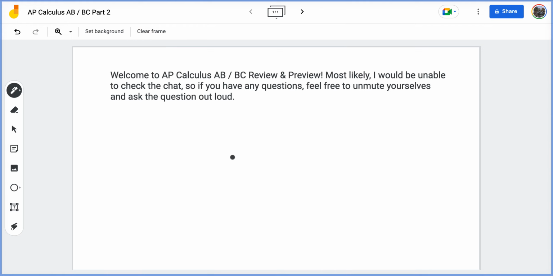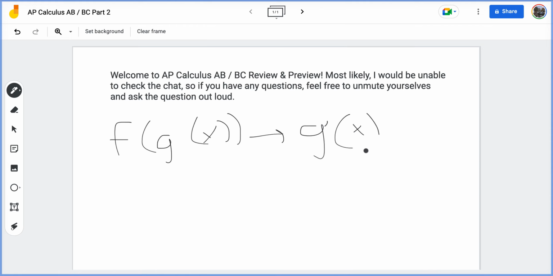And finally, the chain rule. If you have f of g of x, so this is about composition of functions, the derivative would be g prime of x times f prime of g of x. And those are basically all the rules we need to know for derivatives.